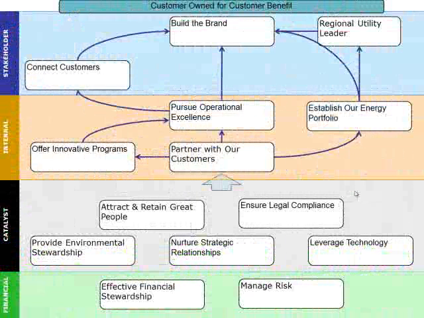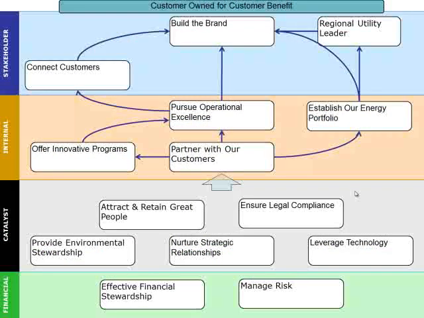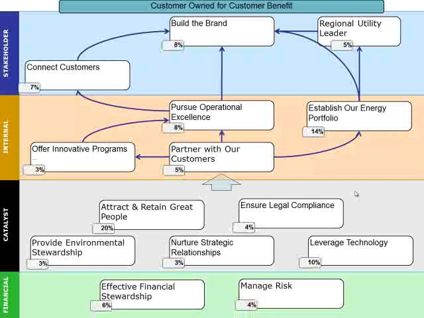Finally, we end up with a weighted strategy map. So the strategy map that we began with, we can now begin applying weightings to based on that conversation. And in this case, if I were to color the objectives that ended up having a higher weighting of, say, 8 or higher, what we see is we have a strategy around leveraging technology and attracting people with the overall goal of establishing our energy portfolio and pursuing operational excellence in aid of helping us connect customers better. That's connect to and connect with customers and building the brand. So clearly we now understand where our priorities are for the coming year.